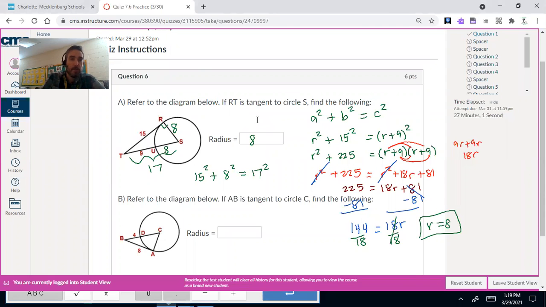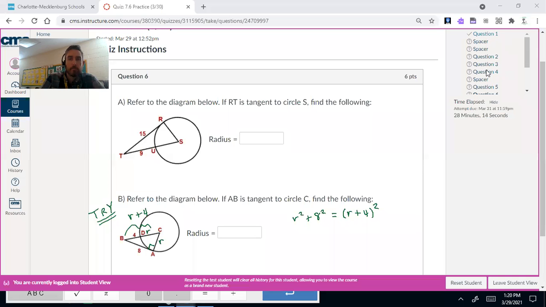Try this one on your own, letter B. Pause the video, see what you get. All right, I have it set up for you guys. R squared plus 8 squared equals R plus 4 squared. The hypotenuse is R plus 4. 8 squared is 64, so R squared plus 64.